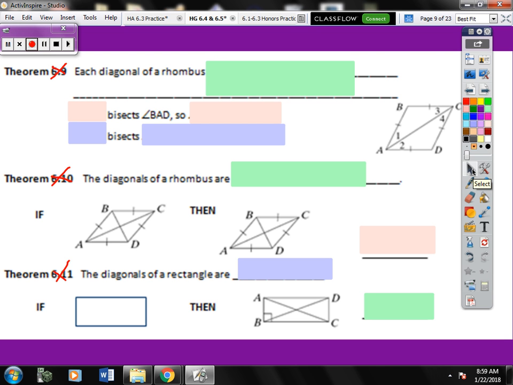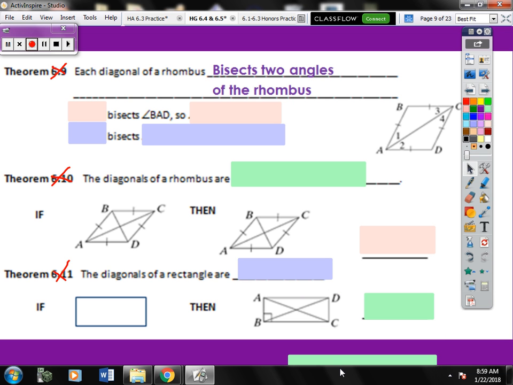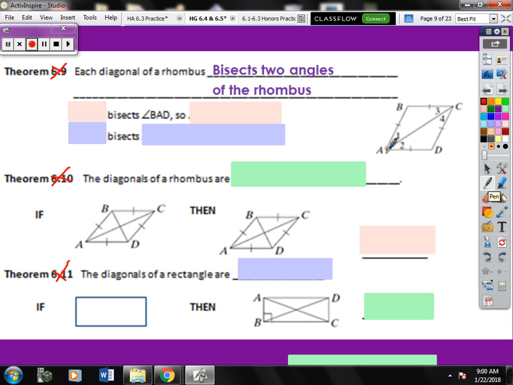Each diagonal of a rhombus bisects two angles of the rhombus. I think you're just filling in "bisects" on your sheet. So notice we have a rhombus here. The diagonal will bisect each of the angles. To bisect an angle means it cuts it into two congruent angles. So angle 1 would be congruent to angle 2.